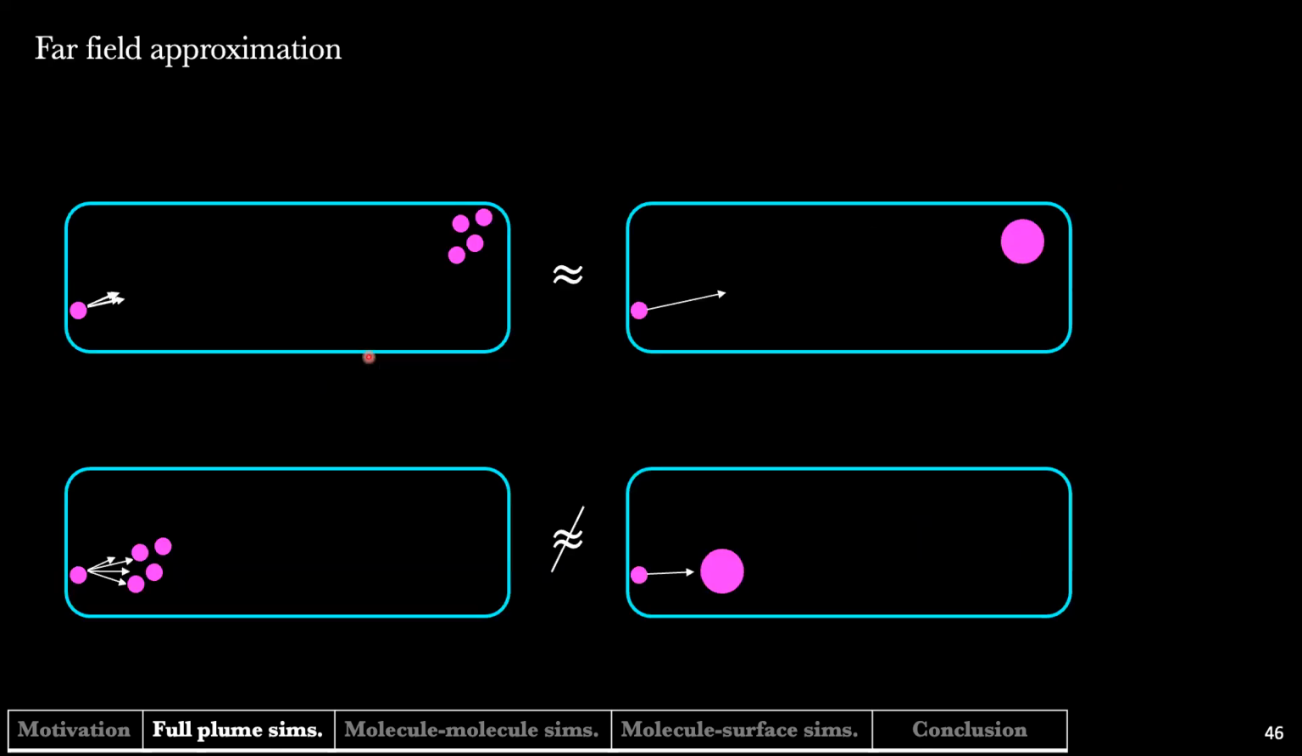And there is a second way that we can use to increase the performance of the algorithm, which is the far-field approximation. So if we have a particle here and we have a cluster of particles far away, we can approximate this cluster of particles by one big particle located at the center of mass. However, this approximation is not valid if the cluster is very close to the particle.